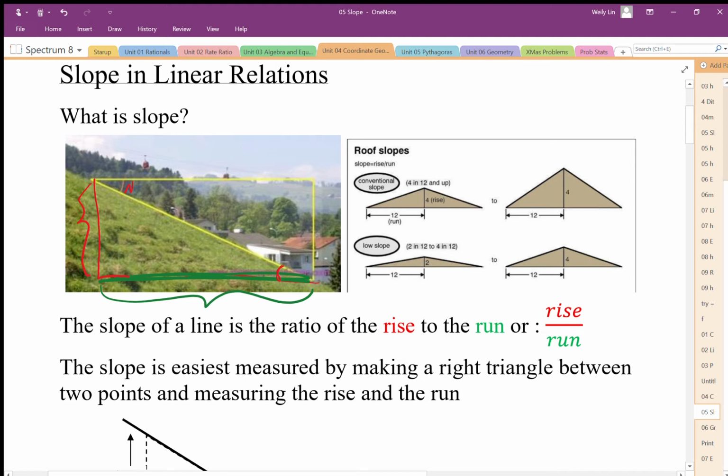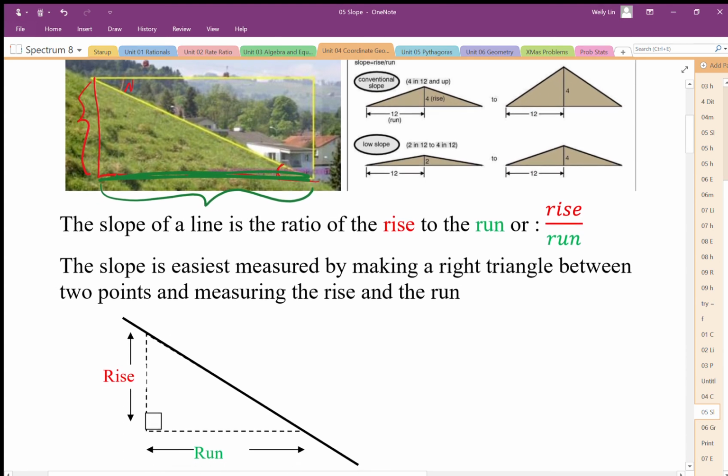If we take a look at this hill, it's got rise and run. A roof also has slope. In this case, that's how we measure the slope of a roof. It's a rise to run ratio. This roof has low slope, so it has a small rise compared to a longer run. This roof here has even lower slope because its run is the same, but the rise is smaller in comparison. Here we have a large rise compared to a lower slope.